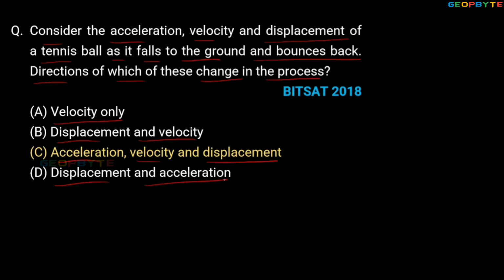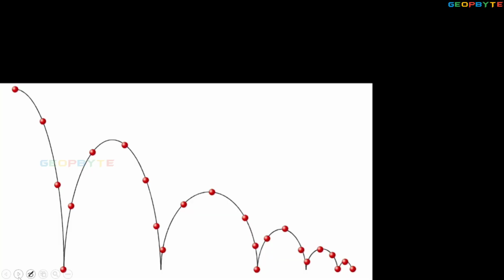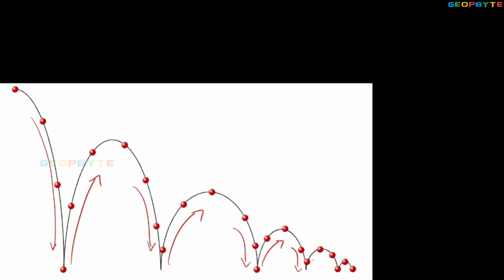Dear friends, remember, once the tennis ball is hitting the ground, it is bouncing back. By the time the tennis ball is bouncing, the direction of displacement and velocity are changing. Therefore, option B is absolutely correct. If you look at the bouncing of the tennis ball, look at how the ball is bouncing like this. After hitting the ground, it keeps on bouncing. Finally, it comes to rest on the ground.